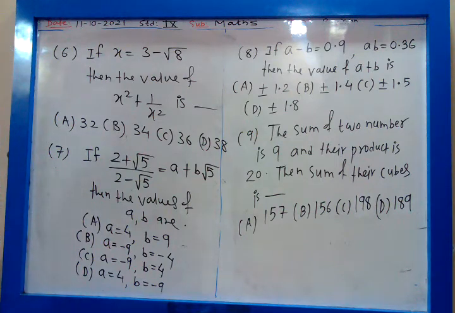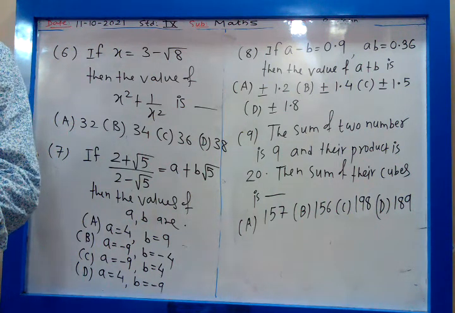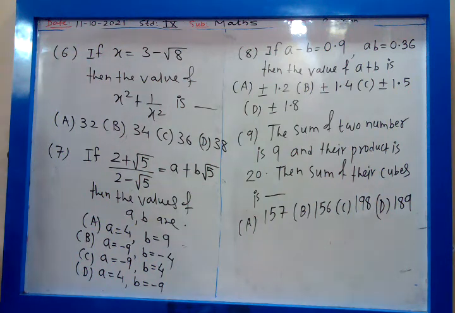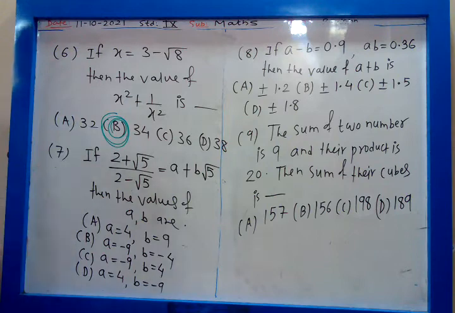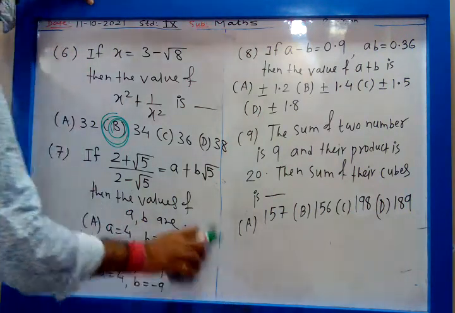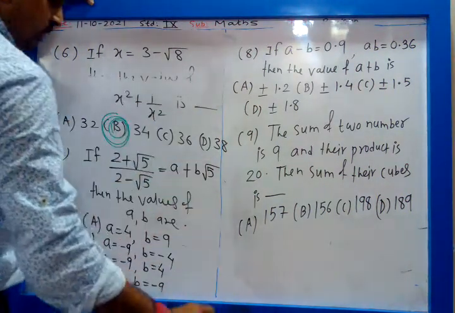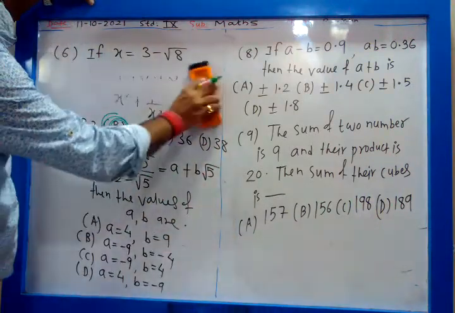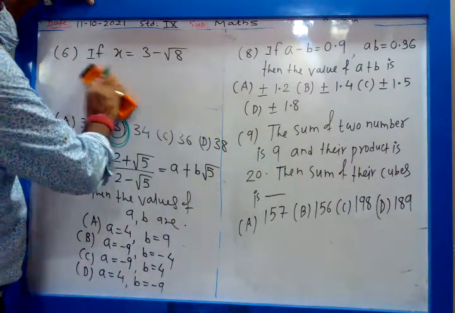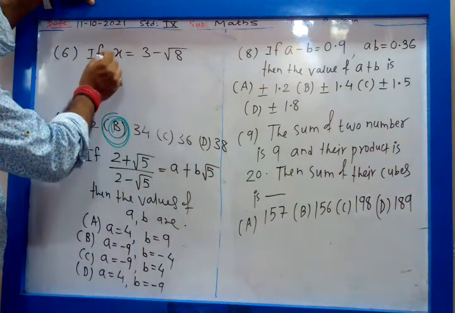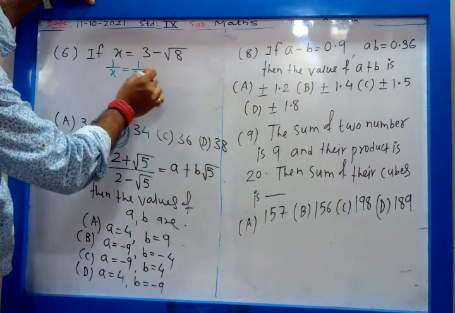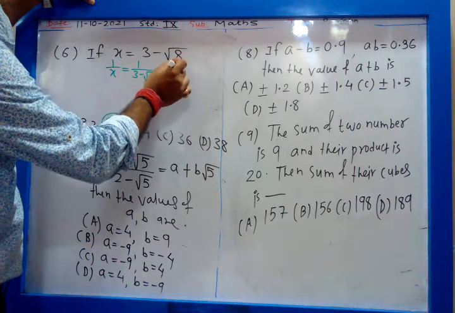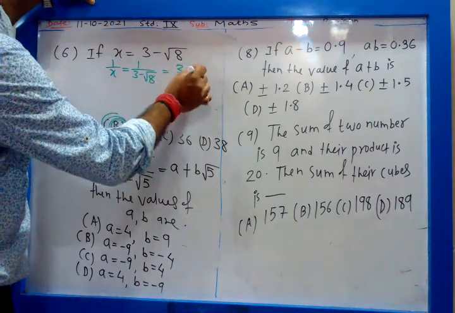Arvina Prajapati B. Okay. B means 34. So x is 3 minus root 8. Then you will find 1 upon x. What will be 1 upon x? 1 upon x will be 1 upon 3 minus root 8. When you will rationalize this, you will get 3 plus root 8.